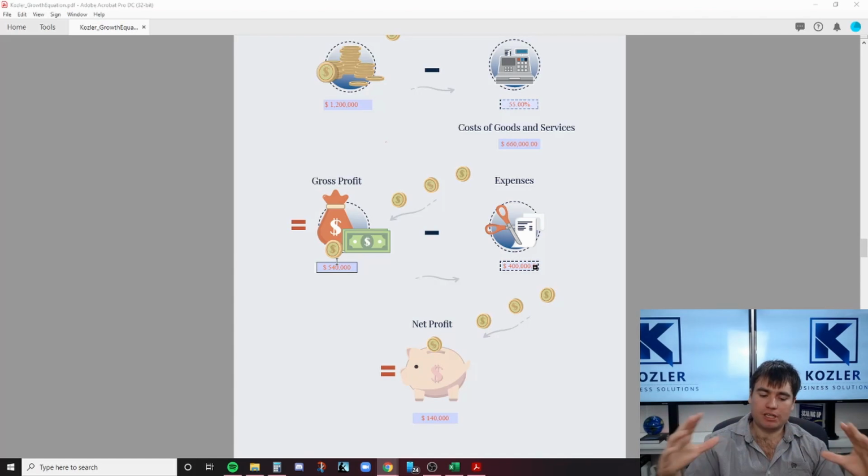Now, net profit is not cash. That's something that a lot of business owners need to understand. The way I like to think about it is that it's simply what builds your wealth, right? So in this business, the person who owns this business grew their net wealth by $140,000, right? But that doesn't mean they have $140,000 of cash in the bank.